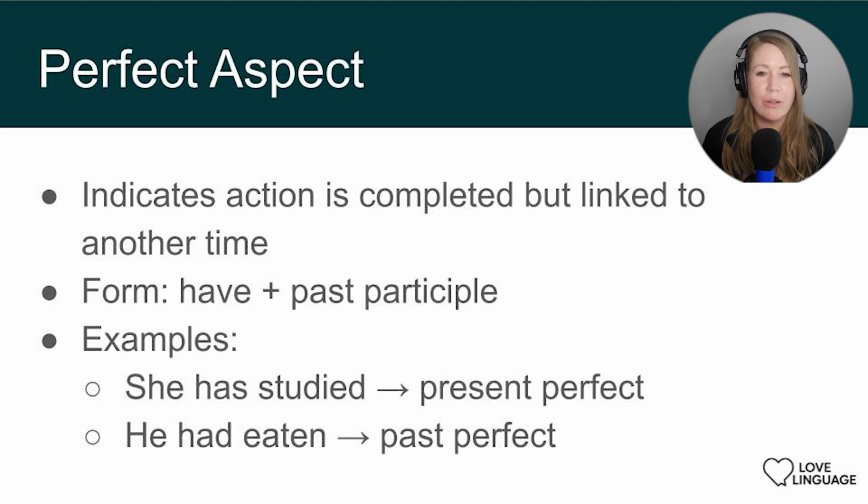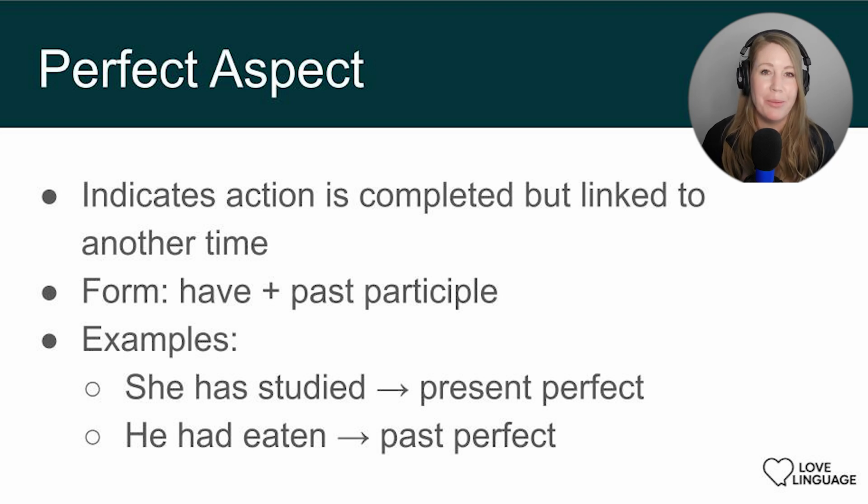The perfect shows that an action is completed, but it's still connected to another point in time. It's formed with the have verb plus a past participle, and it helps us see the action's relationship to other events. For example, she has studied. We have the verb have in the has form, and then also the past participle of study, which is studied. And that's the present perfect, linking a past action to the present.